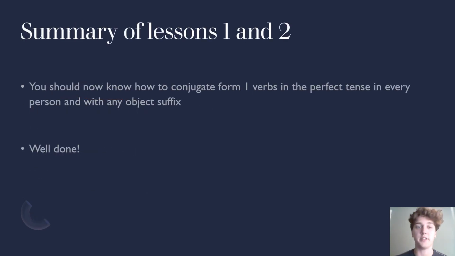Of lessons 1 and 2, you should now know how to conjugate form 1 verbs in the perfect tense in every person and with any object suffix. I should say form 1 regular verbs, because we're coming on to the irregular ones very soon. And well done, that's 20 minutes of Arabic. You've learned how to conjugate the most common verb form in the perfect tense. Amazing.